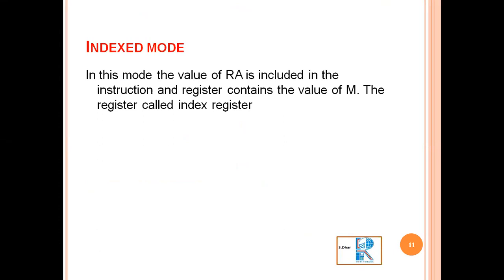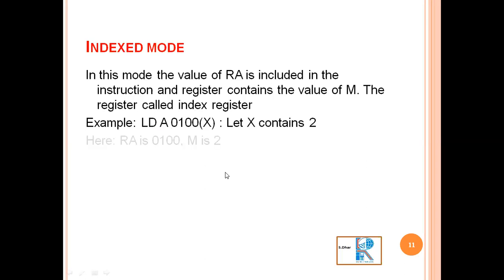It will be clear from a particular example. Suppose LDA 011 X. The meaning of this is load the register A with the data which is stored in this operand. There are two operands, A and this N. What is the meaning of that? Here, as it is the index mode, the reference address is mentioned in the instruction, included in the instruction.